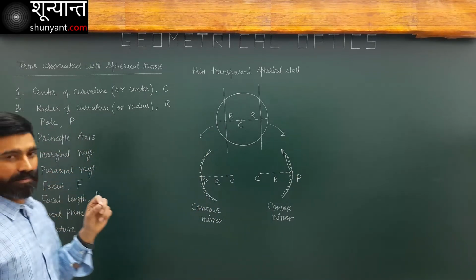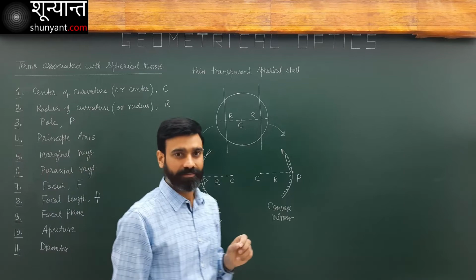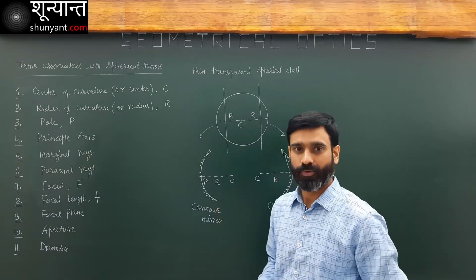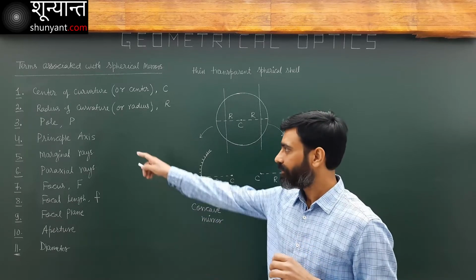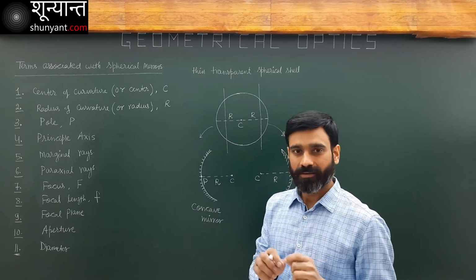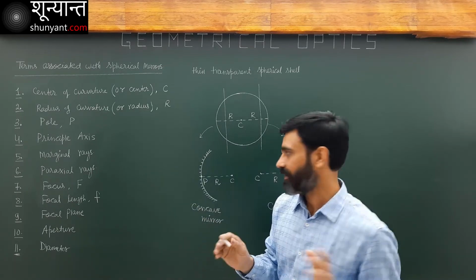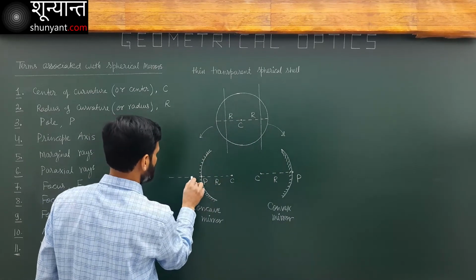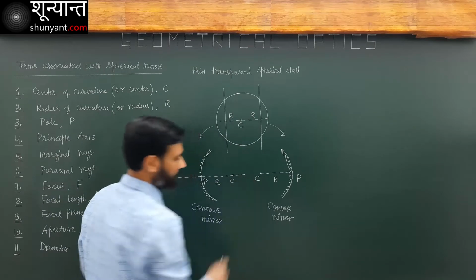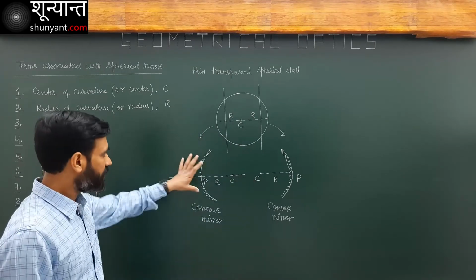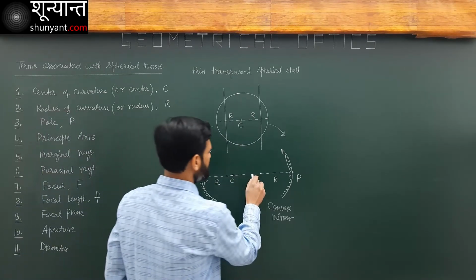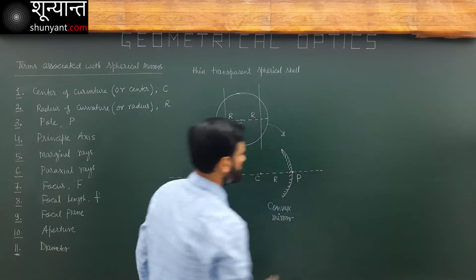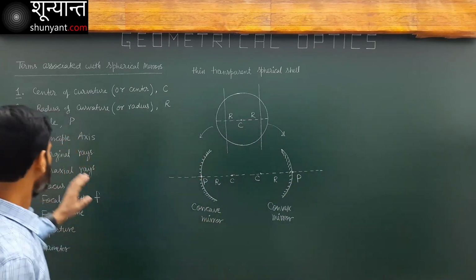Principal axis. An imaginary line connecting pole and center. Note down. Principal axis: line connecting pole and center. This is my pole. This is my center. So this line here will be the principal axis of this mirror. Similarly, this line here, the line which connects center and pole, is known as the principal axis.